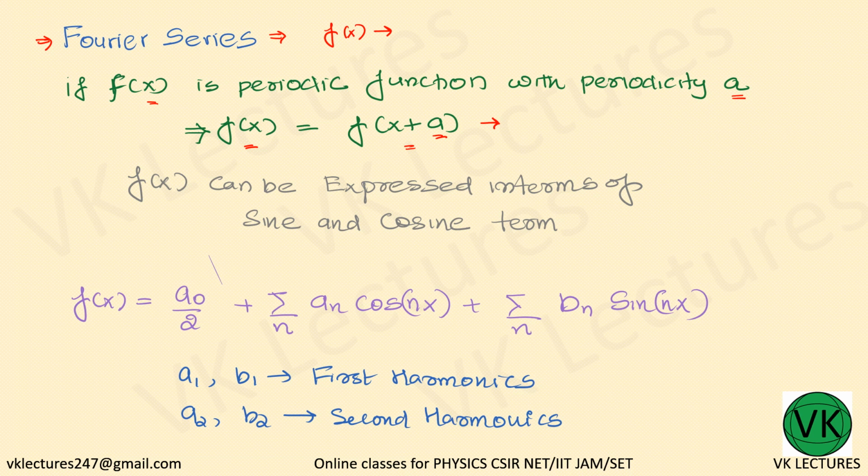This f of x can be expressed in terms of sine and cosine terms. So for any periodic function, f of x is written in terms of cos x and sin x in this way: a naught by 2 plus sum over n of an cos nx plus sum over n of bn sin nx. a1 and b1 are called first harmonics, a2 b2 are called second harmonics. Now these are different values.